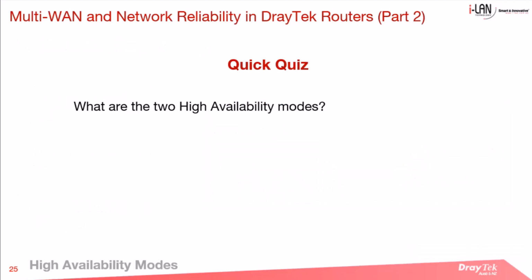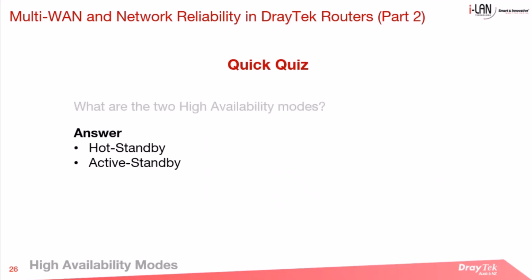Okay, quick quiz. What are the two high availability modes? Can you repeat again? Hot and active. Okay, yeah, it's hot standby and active standby.